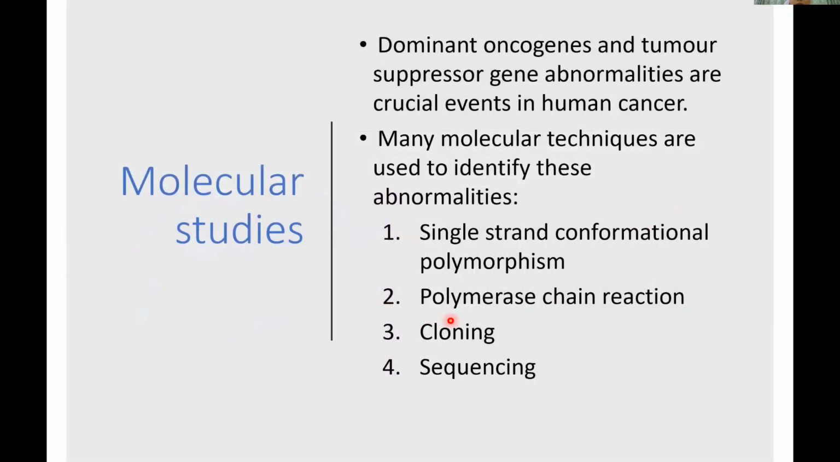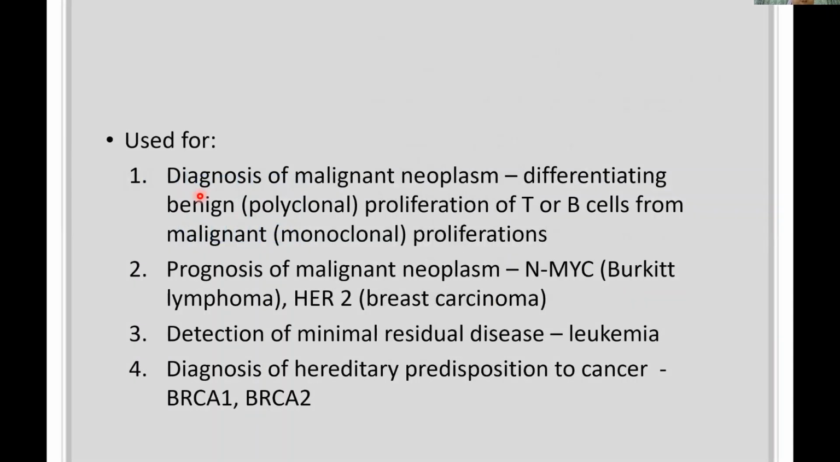Okay, molecular study. In molecular study, abnormalities of dominant oncogenes and tumor suppressor genes are crucial events in human cancer. We have a few techniques in molecular study, and this is the list of techniques. In our lab we have the PCR machine, but cloning and sequencing we don't have here. With our PCR, we specifically test for HPV only. For the others, we are still developing. Molecular testing is used for the diagnosis of malignancy.